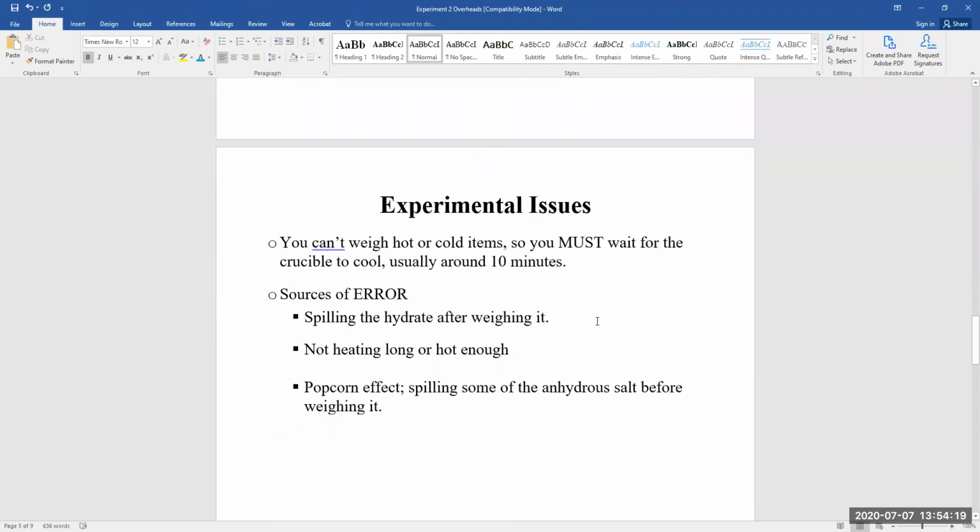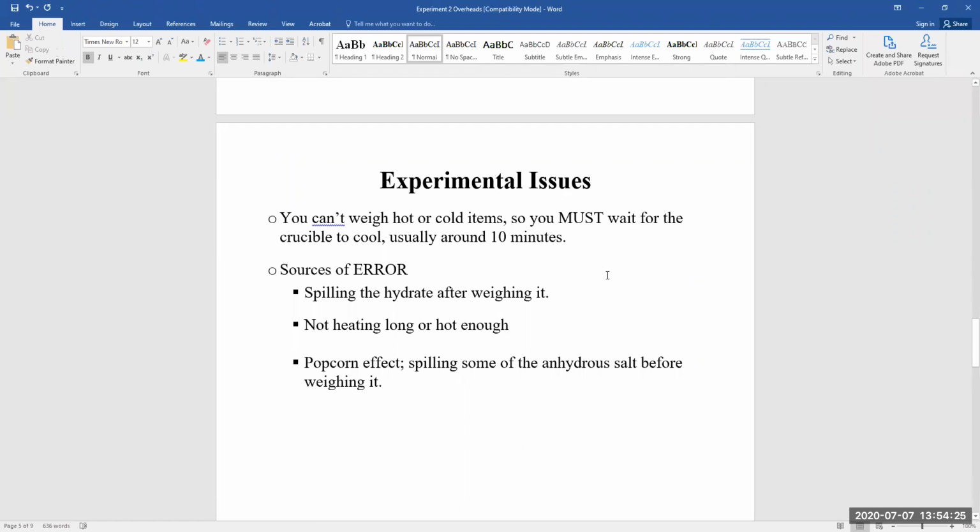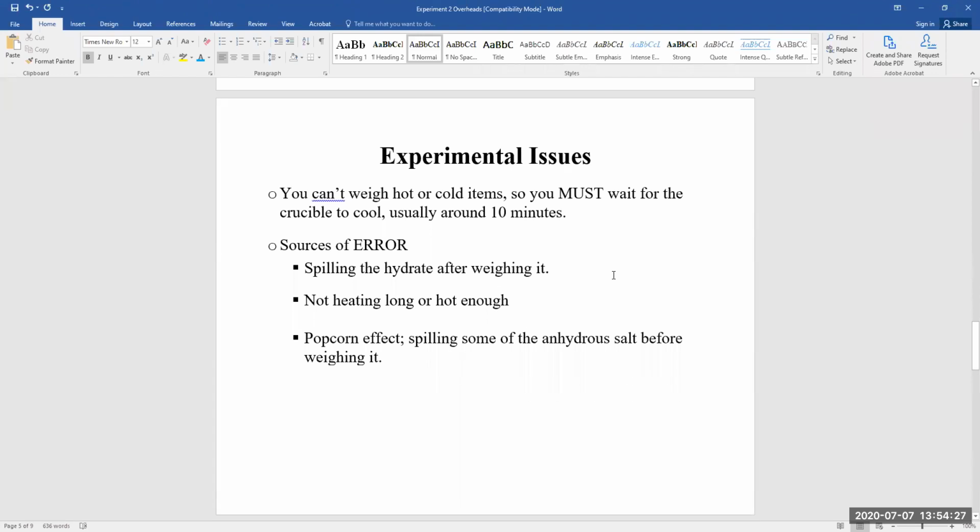Some experimental issues to keep in mind. Again, we talked about this already. You can't weigh hot or cold items, so you have to wait for the crucible to cool. And there are sources of error. I mean, you can make mistakes. If you spill the hydrate after weighing it, then you need to start over. If you don't heat long enough or hot enough, then all the water isn't driven away. That's why we do that second heating.